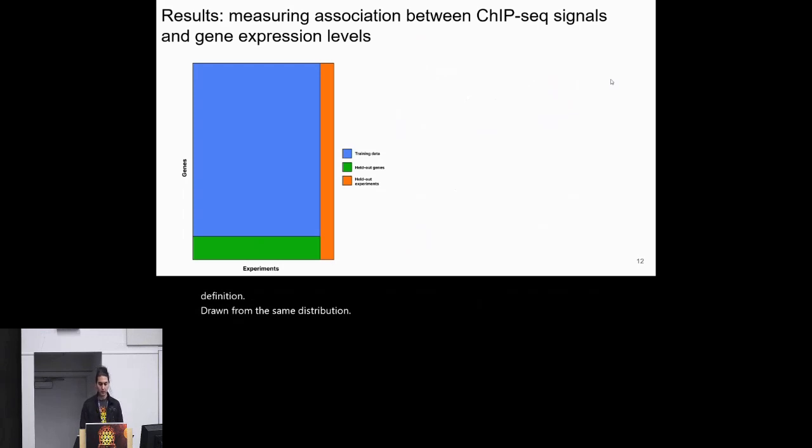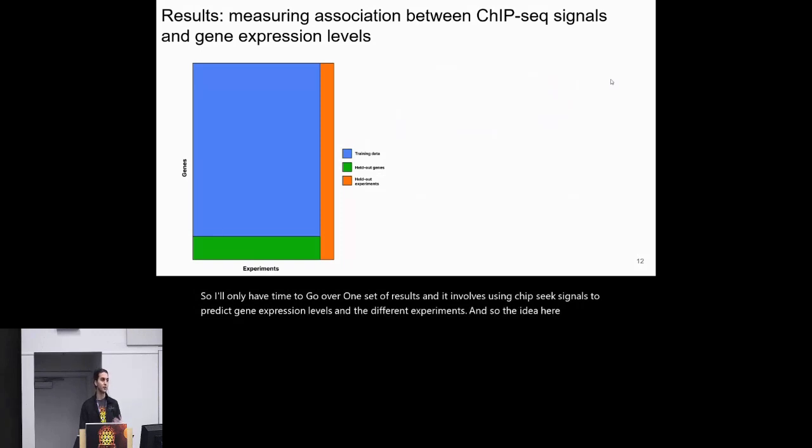So I'll only have time to go over one set of results, and it involves using ChIP-seq signals to predict gene expression levels in the different experiments. The idea here is we use this kind of surrogate evaluation to assess how well our normalization is going, because it's really difficult to measure that directly since you don't have access to the ground truth. And so instead you rely on some other kind of predictive task to see how well you're doing.